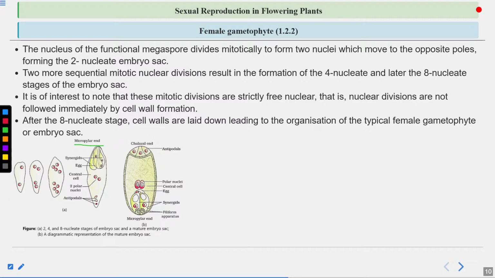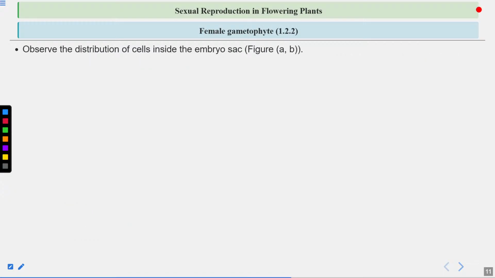PEN. PEN means primary endosperm nucleus. That nucleus is called the primary endosperm nucleus. Okay, moving forward. Observe the distribution of cells inside the embryo sac. In the embryo sac, you have to observe what the different cells are.